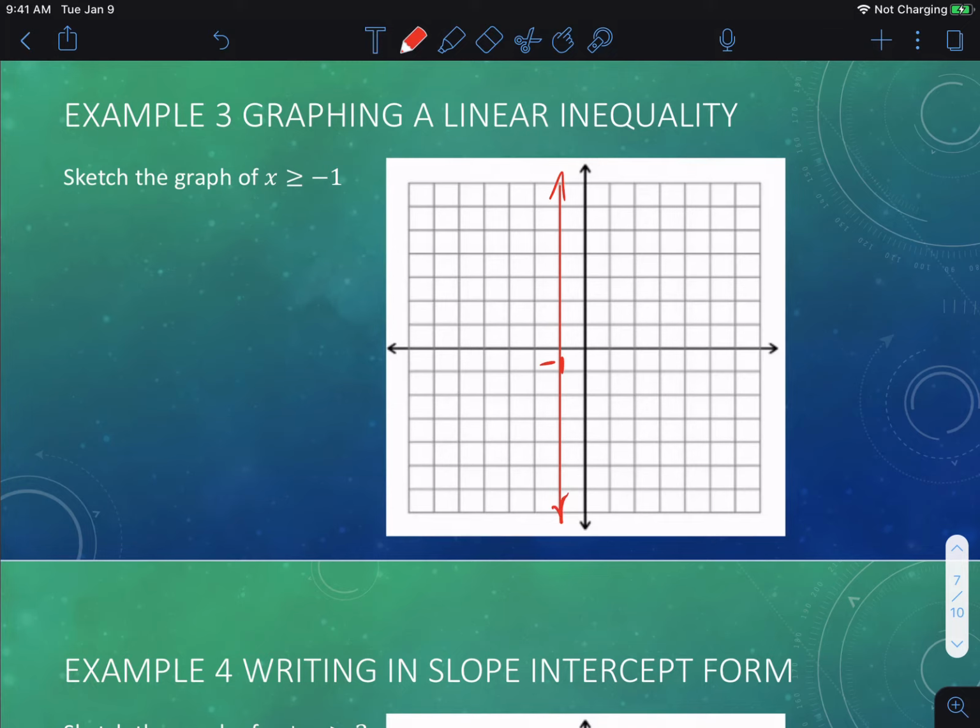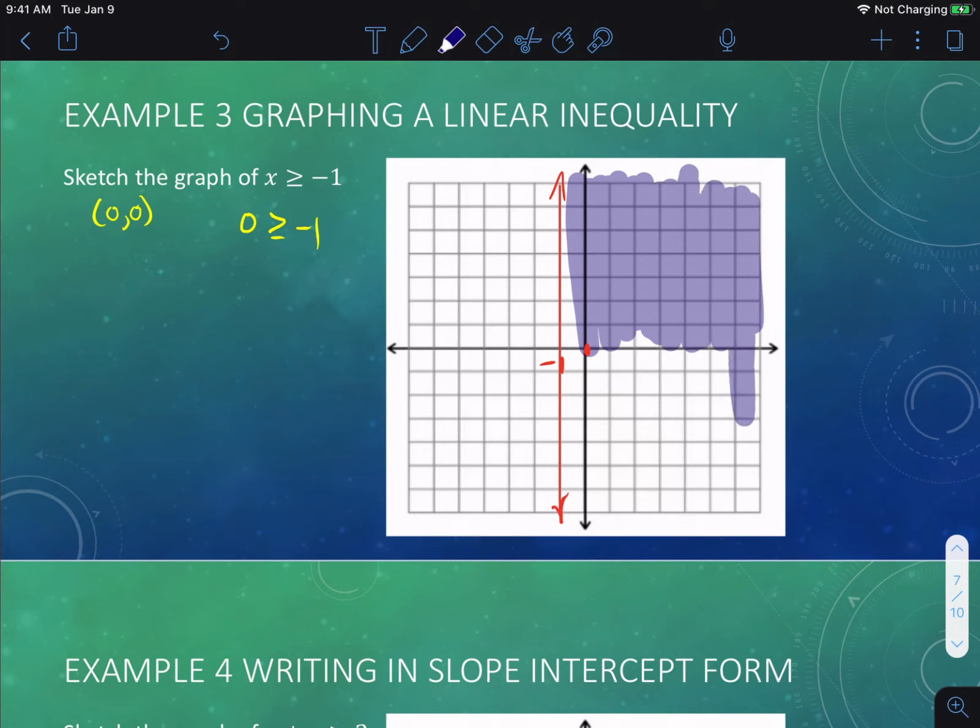And the other thing that we do is identify 0, 0. There it is right there. And so we're going to test and see, is 0, 0 part of the truth set for this inequality. So we have 0, is it greater than or equal to -1? Now, since 0 is to the right of -1, then yes, this is true. So we can shade in the side to the right of this line.